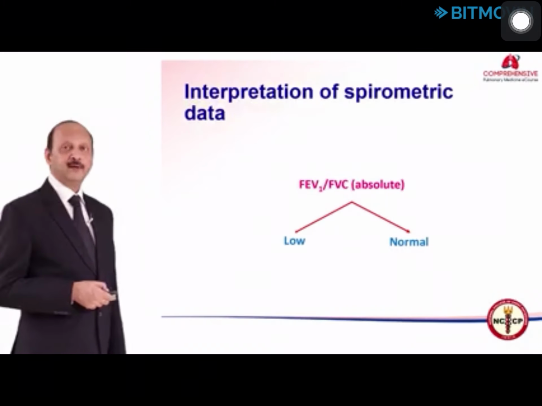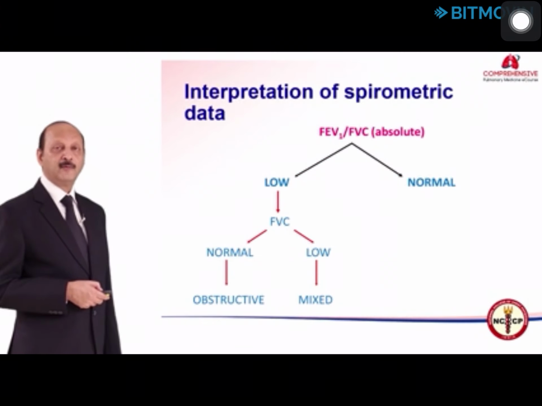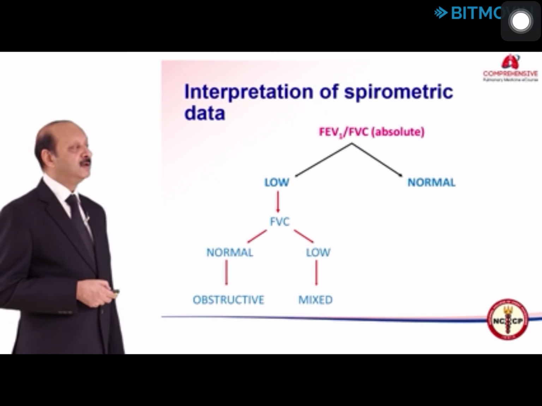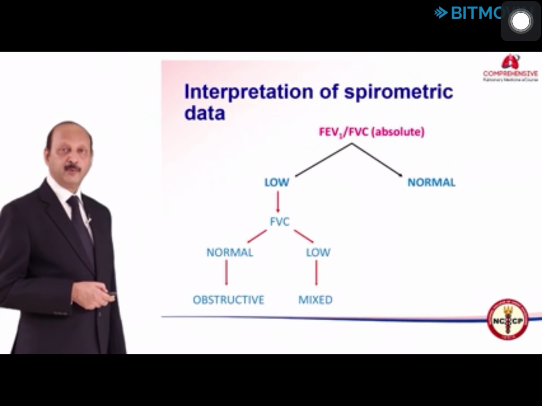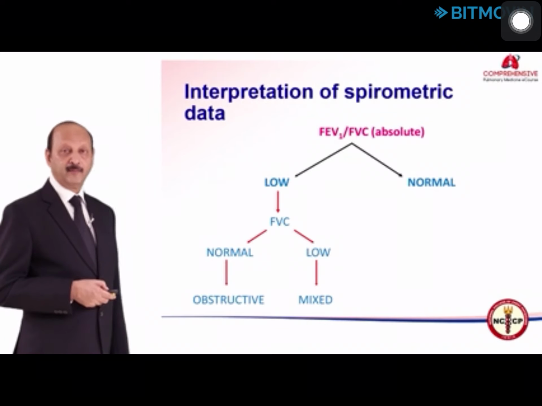Now, what are the steps in the interpretation? You have the values with you. So, the first thing after seeing the curve, as I already explained to you, look at the ratio FEV1 by FVC. If it is low, that means obstruction is present. The next step, after the obstruction is present, is to have a look at the forced vital capacity. In case it is normal, we are dealing with a pure obstruction. In case you find the FEV1 FVC ratio is low, that is obstruction, and the FVC is low, you will find the person is having a mixed disorder.